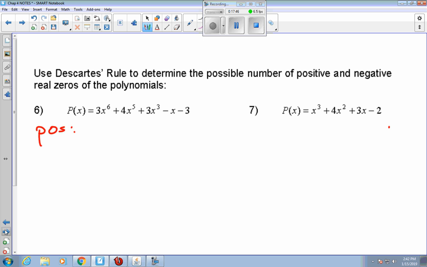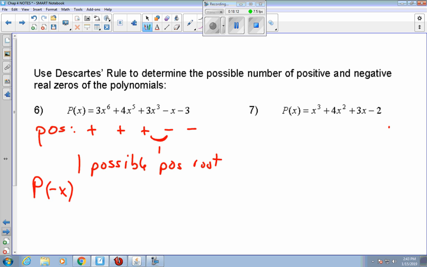Positive. So, sometimes it's easier to write positive, positive, positive, negative, negative. So here you can see the variation in sign right there. So there is one possible positive root. Now to find the negative root, you have to plug in the negative x. Now this is similar to our even and odd function, right? To determine whether it's even or odd, you put in the negative x.